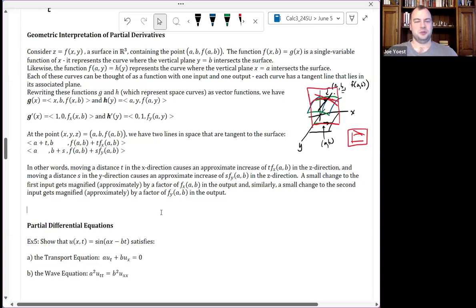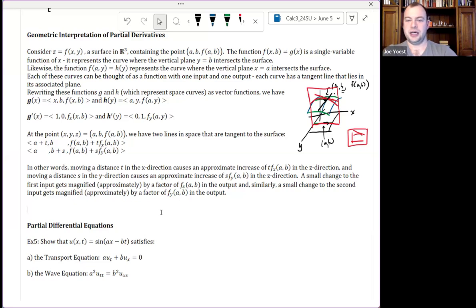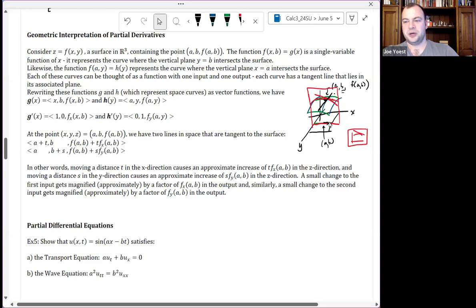Or these partial derivatives are basically saying, when I have a change in the input space, how is that magnified to a change in the output? When I have a change in the xy axis for the input, how does that change z approximately?